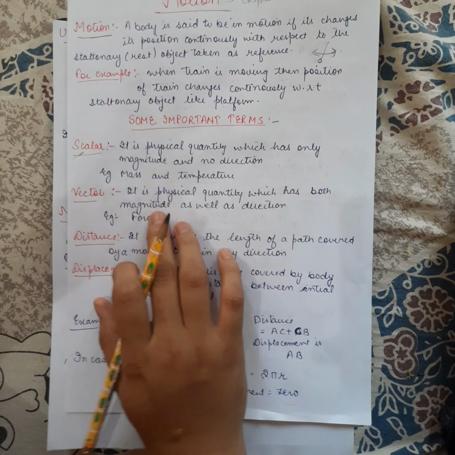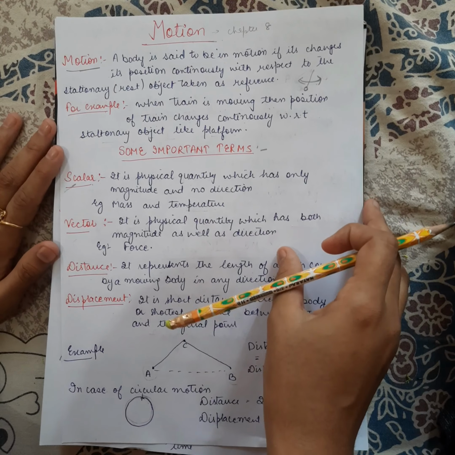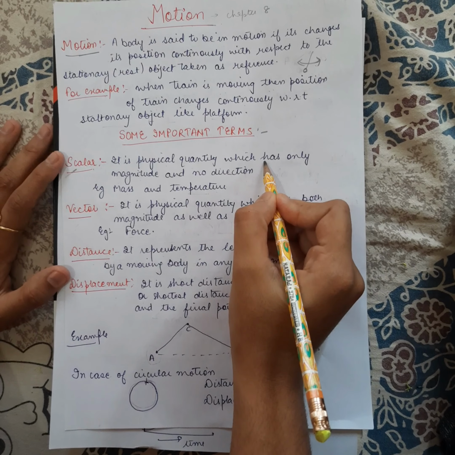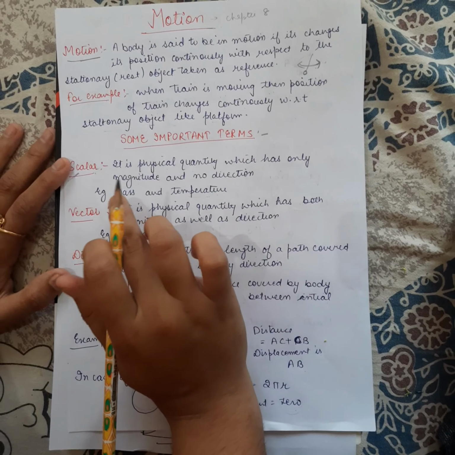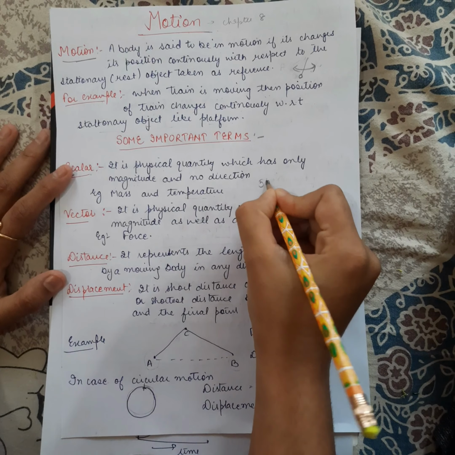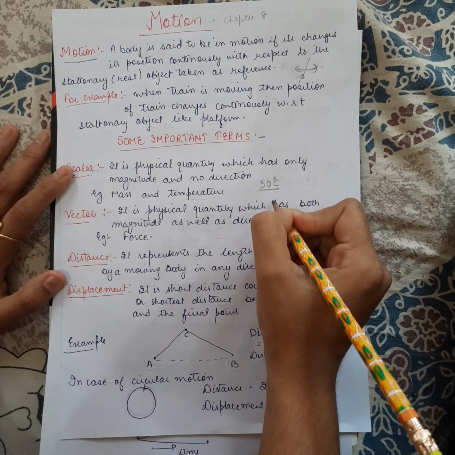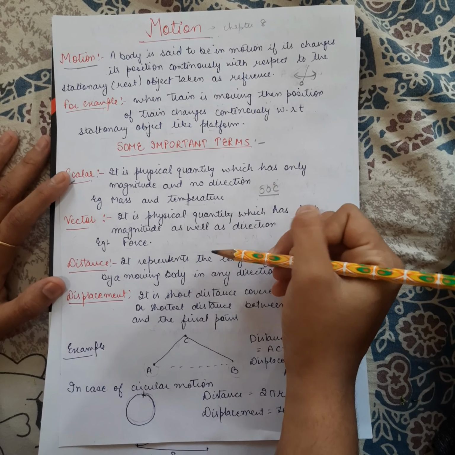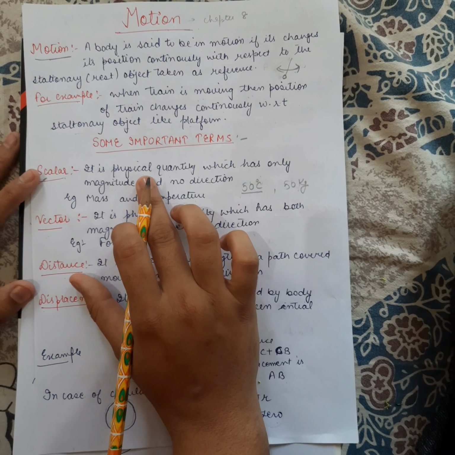So here there are some important terms which we are going to use in this chapter. First one is scalar quantities. Scalar quantities are those quantities which have magnitude but no direction. Example, mass and temperature. If a body has a temperature of 50 degrees Celsius, it has a magnitude but no direction. So, temperature is a scalar quantity. Similarly, a 50 kg mass is also a scalar quantity.